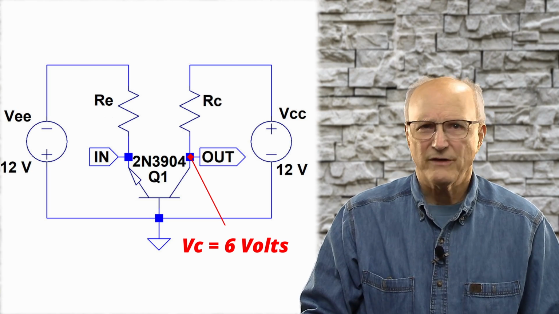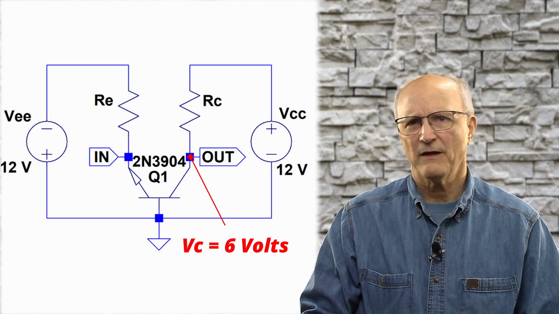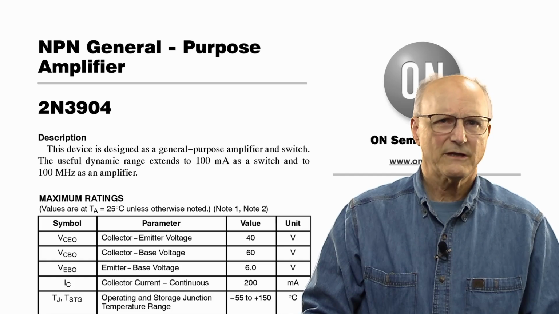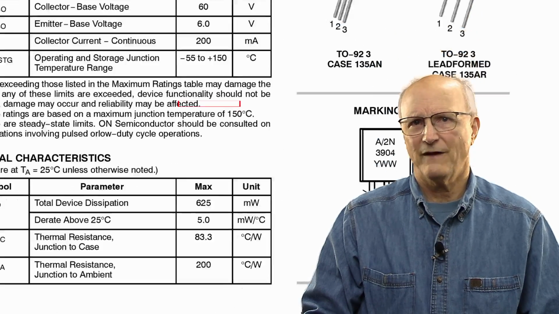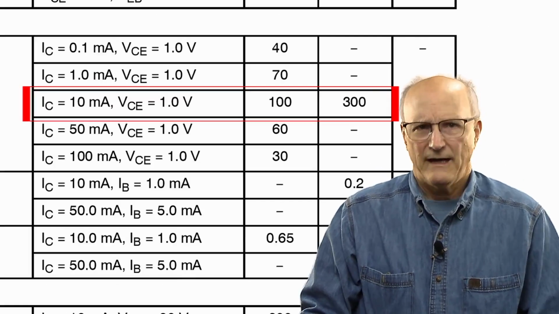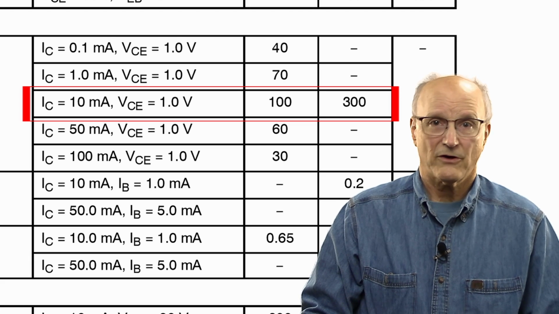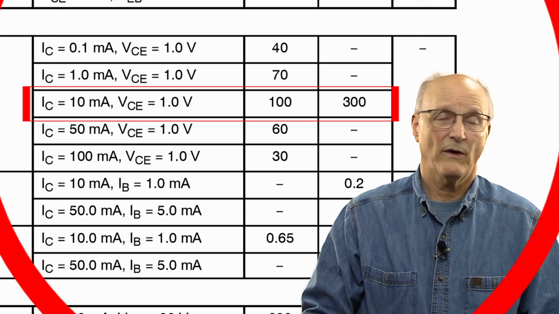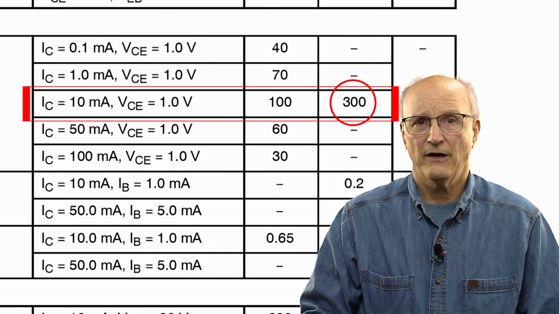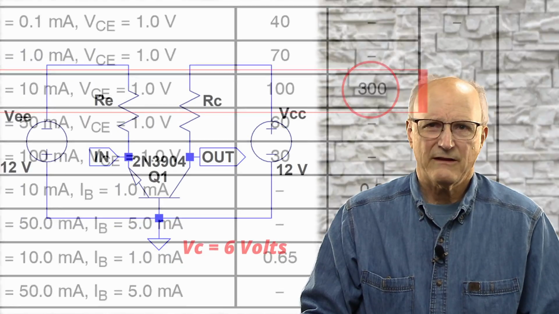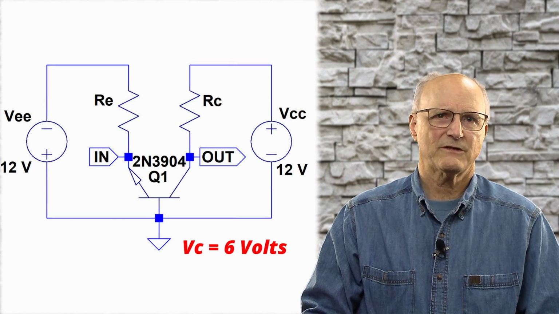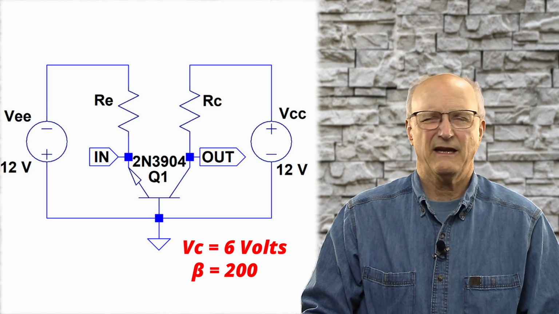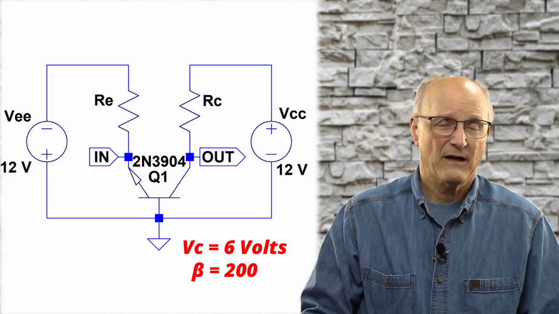Now, we need to know the DC current gain of our transistor. We're using a 2N3904, so we will take a look at the data sheet to get an idea of what value to choose. The data sheet tells us that at a collector current of 10 milliamps, the DC current gain can be anywhere from 100 to 300, so we're going to say that the DC current gain of our transistor is 200.